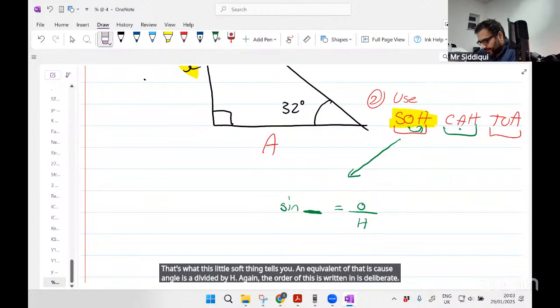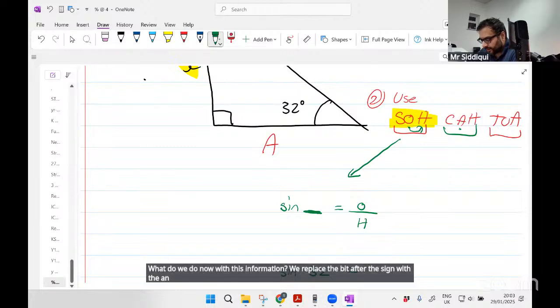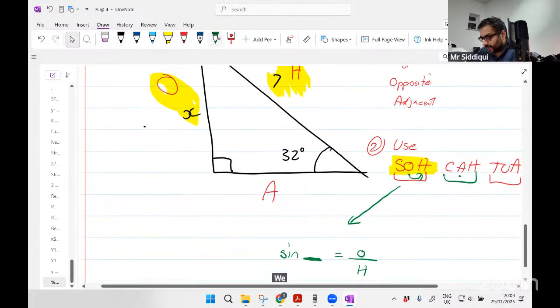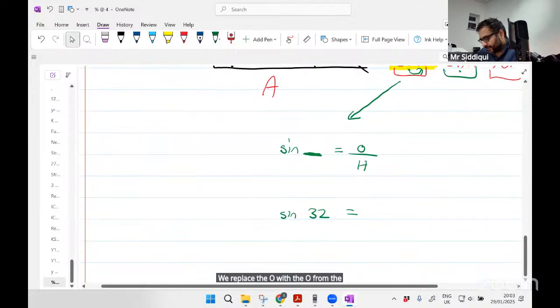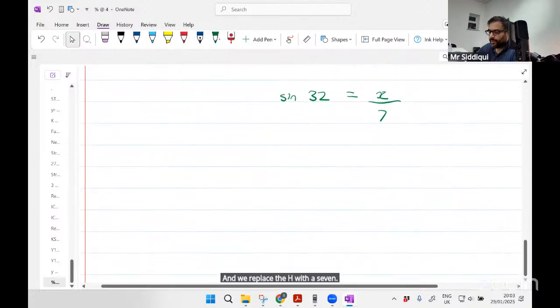What do we do now with this information? We replace the bit after the sine with the angle in the question, which is 32. We replace the O with the O from the question, which is X, as far as we're concerned. And we replace the H with a 7. What do you do from here?